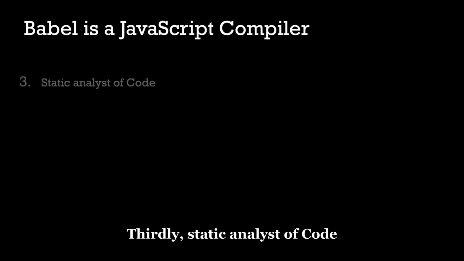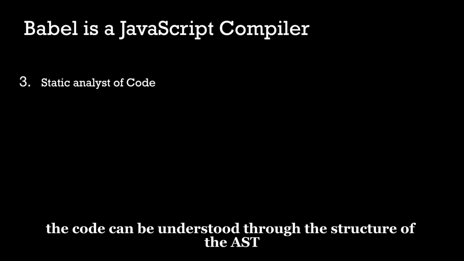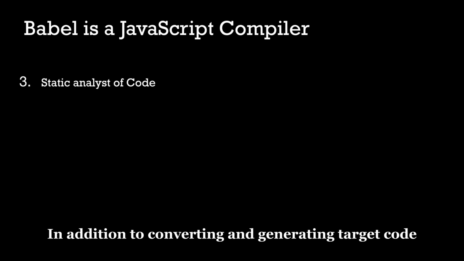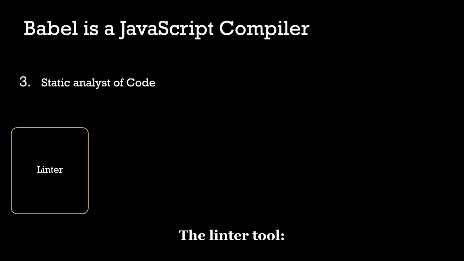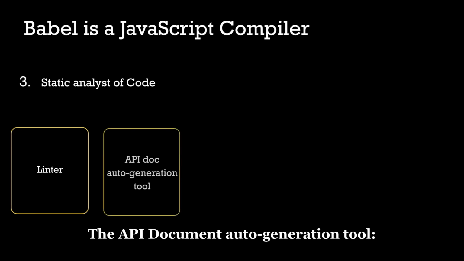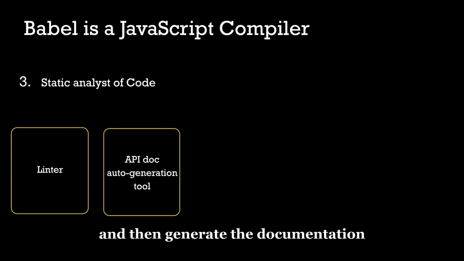Thirdly, static analysis of code. After the code is parsed, the code can be understood through the structure of AST, which makes the transformation possible. In addition to converting and generating target code, it can also be used to analyze the code to run some checks, such as the linter tool. It is used to analyze the structure of AST and check the code standard. The API document auto-generation tool can be used to extract the comments in the source code and then generate the documentation.